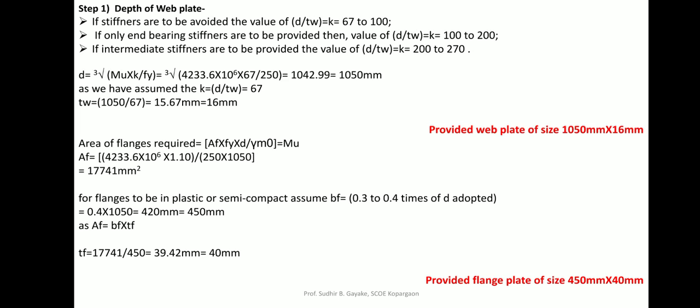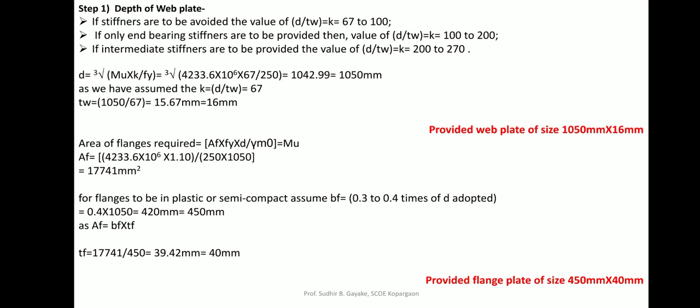So economical depth is calculated as cube root of moment into k factor. Now k we are assuming as 67 for condition number 1, as no stiffeners are required, divided by fy. So putting the values you are getting 1042.99. So we are round figuring that value to 1050 mm. So the depth of your web plate is 1050 mm.